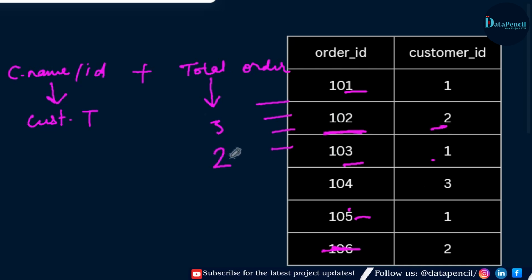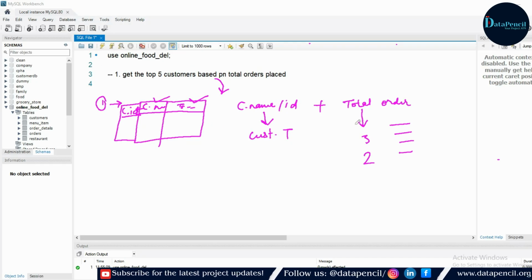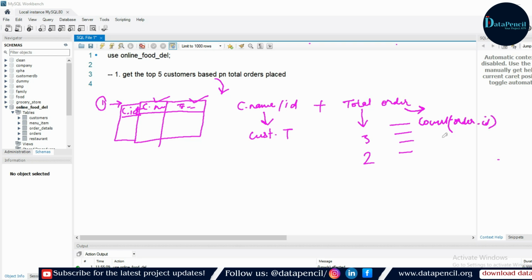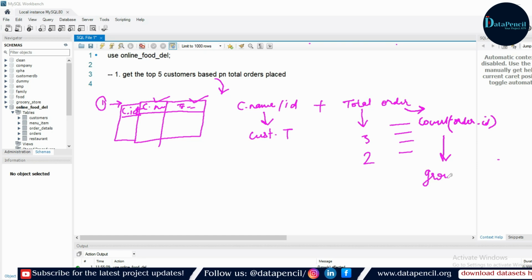So how are we getting the total orders? Simply counting the rows customer-wise. It means we are using group by what? Group by customer ID, correct? So for the total orders, we have to calculate the count. We have to use this count function on which column? On the order ID column, right? And we have to use this count function by grouping the customer ID. So we have to use group by customer ID.